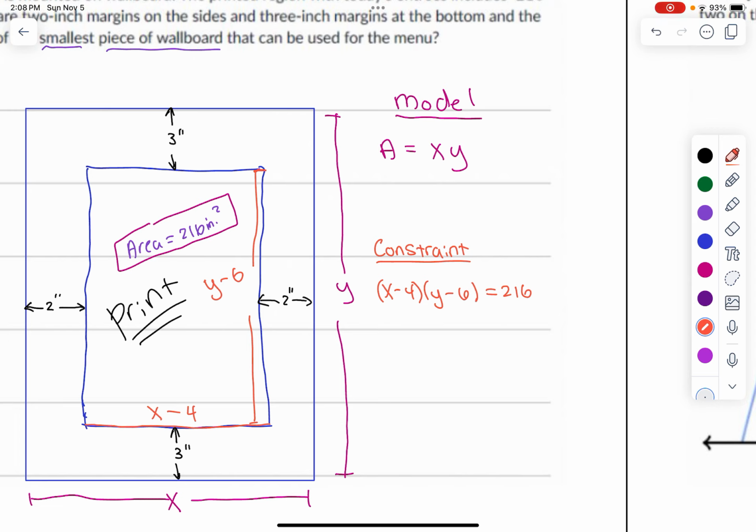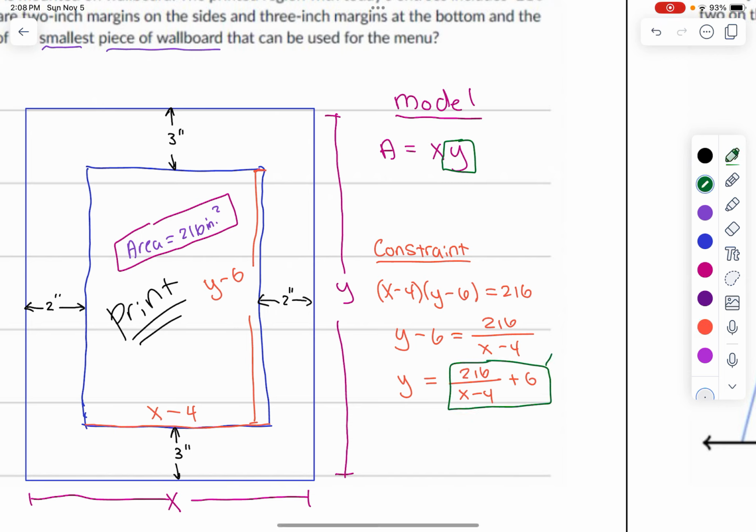Okay, so I would love to replace my y coordinate above as an expression involving x. And I can do that. I'm going to divide both sides by x minus 4. So y minus 6 equals 216 divided by x minus 4. And then I'll just add 6. And that is what I need. So I'm going to bring this up there to get my model.